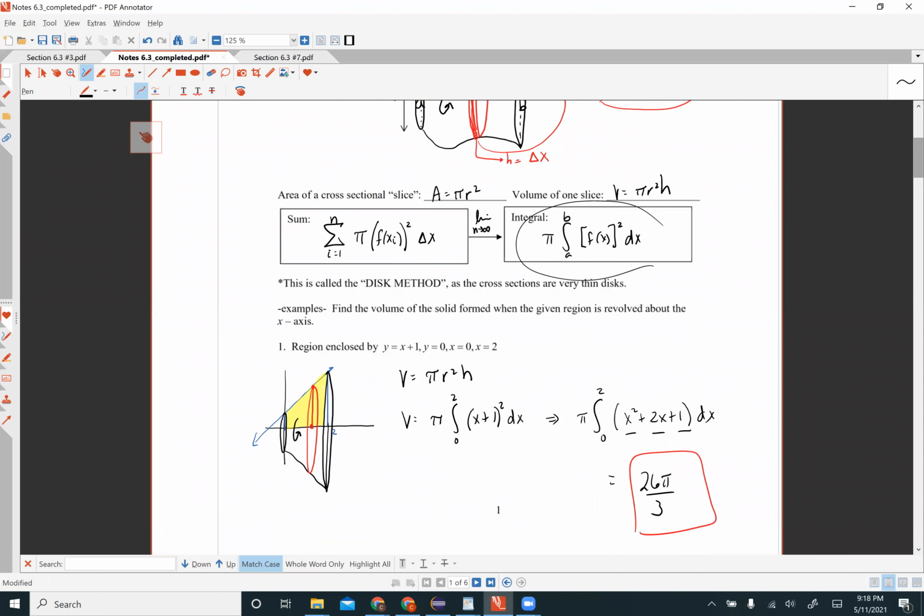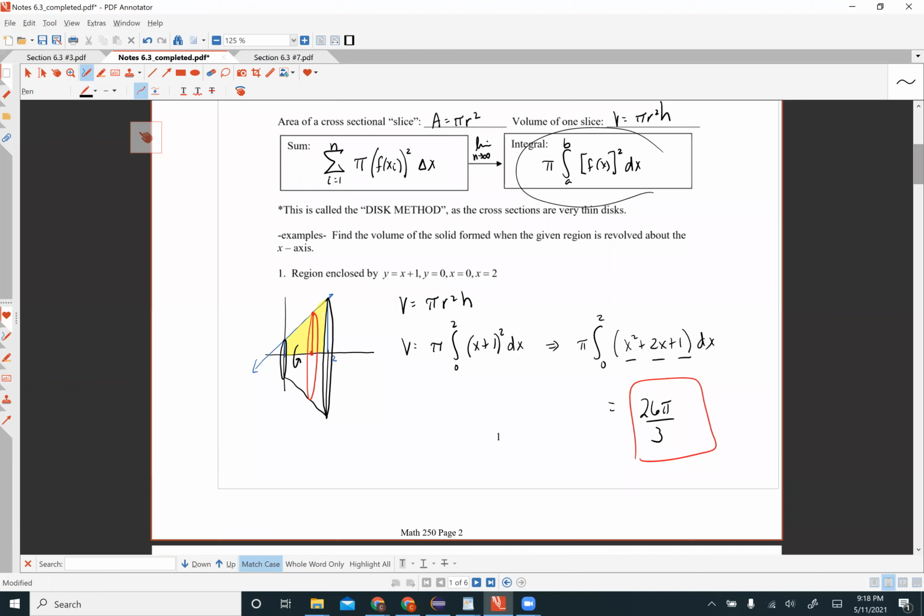Let's look at this really great example right here, problem 1. You have this curve, y equals x plus 1. We want to get an idea of what the boundary looks like. Here's y equals x plus 1, and here's the line y equals 0, the x-axis. We're going from x equals 0 to x equals 2. And there's your line y equals x plus 1.